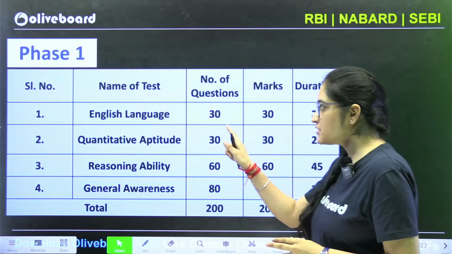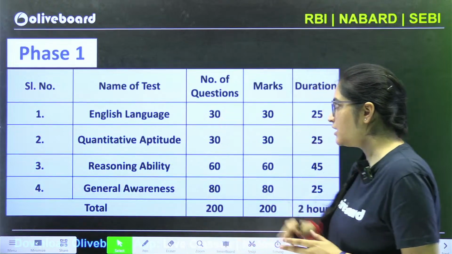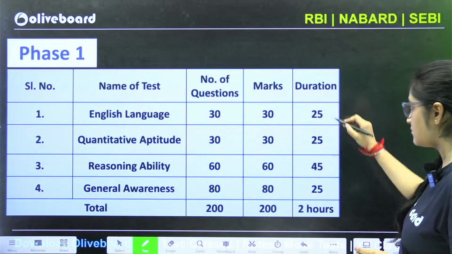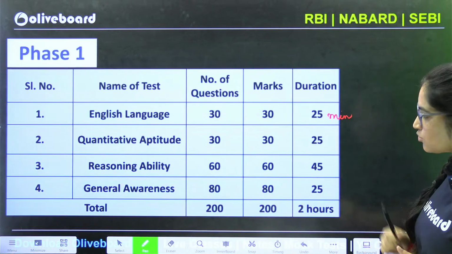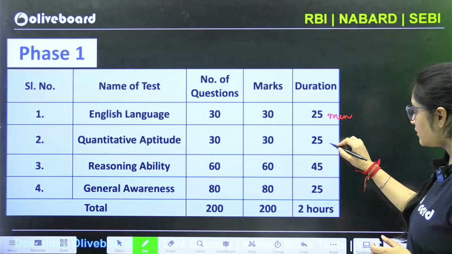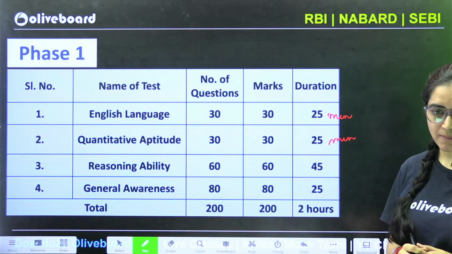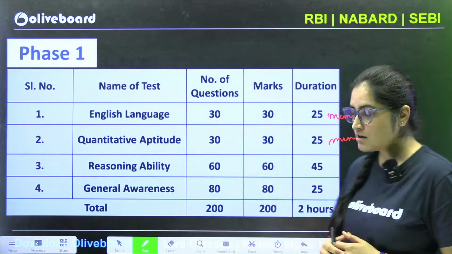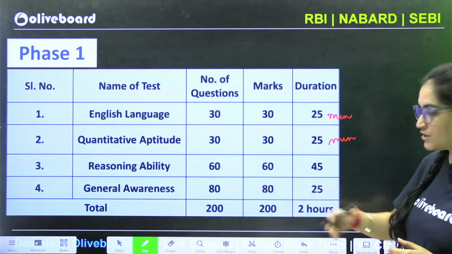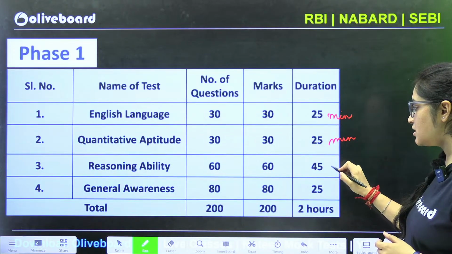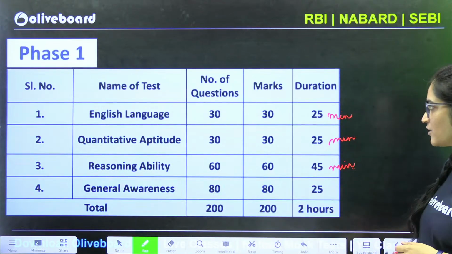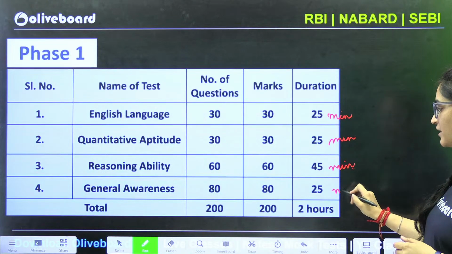The English section has 30 questions for 30 marks, with a duration of 25 minutes. Quant again has 30 questions, a 30 marks paper, and a duration of 25 minutes. Reasoning is 60 marks, with 60 one-mark questions, and the duration is 45 minutes. General awareness has 80 questions for 80 marks, and the duration is 25 minutes.